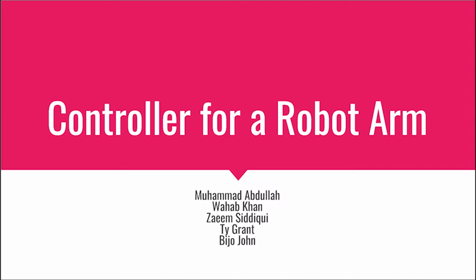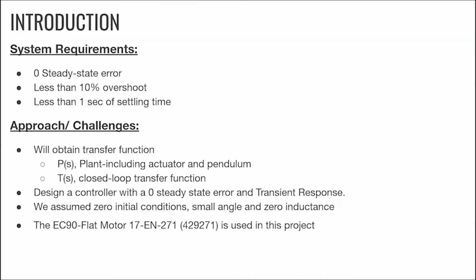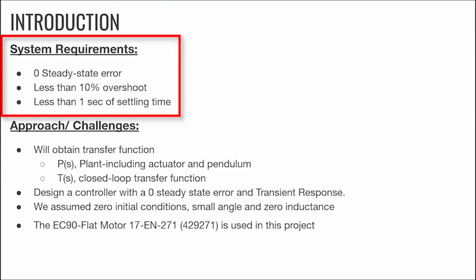This is our Project 2, where we will show you how we designed a controller for a robot arm that is driven by a closed-loop system. The system requirements include having 0 steady-state error, less than 10% overshoot, and less than 1 second of settling time.